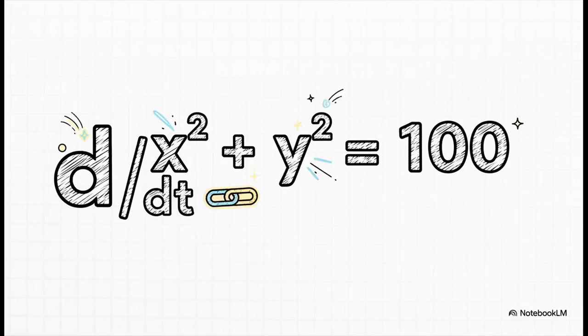And now for the main event, the big calculus step. We're going to differentiate both sides of our equation with respect to time. This is how we go from a static snapshot of positions to a dynamic movie of speeds. Using the chain rule here is what's going to bring our rates, dx/dt and dy/dt, into the game.